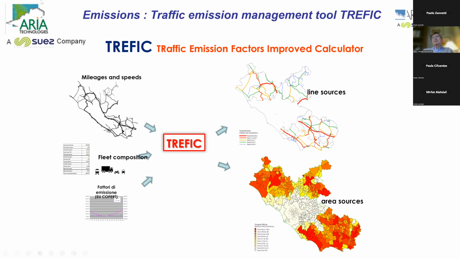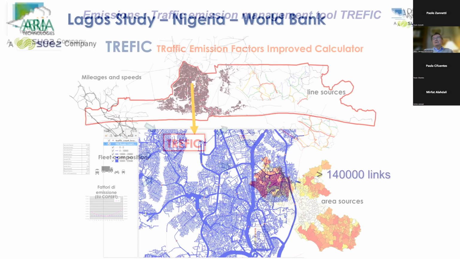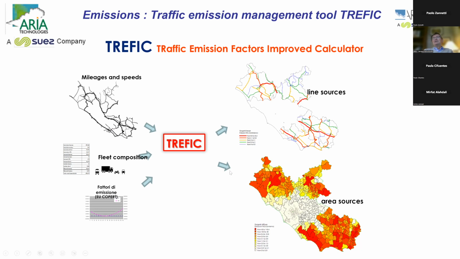And then you can construct both a set of line sources that give you the emission of every link and area sources that will give you the emission by area, averaging what you have in a more global way than looking at the very detail.